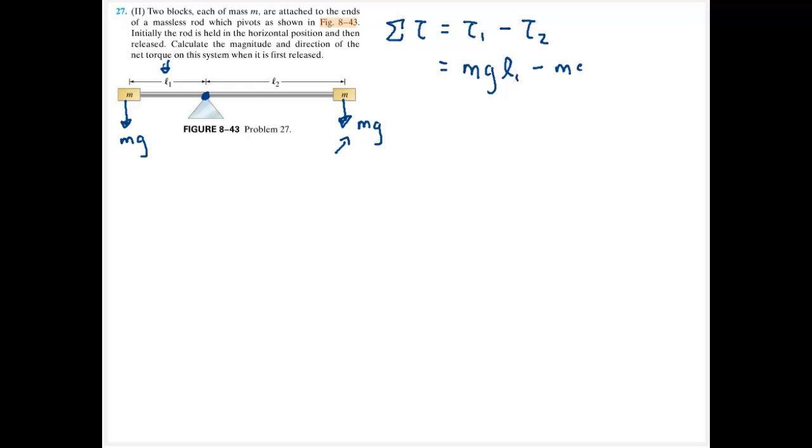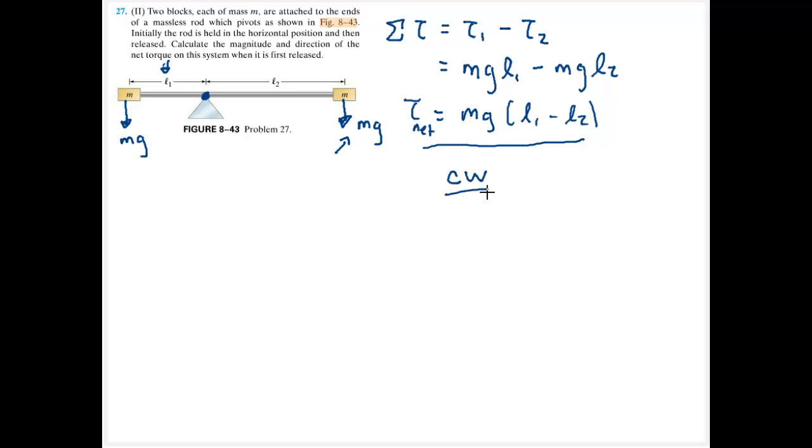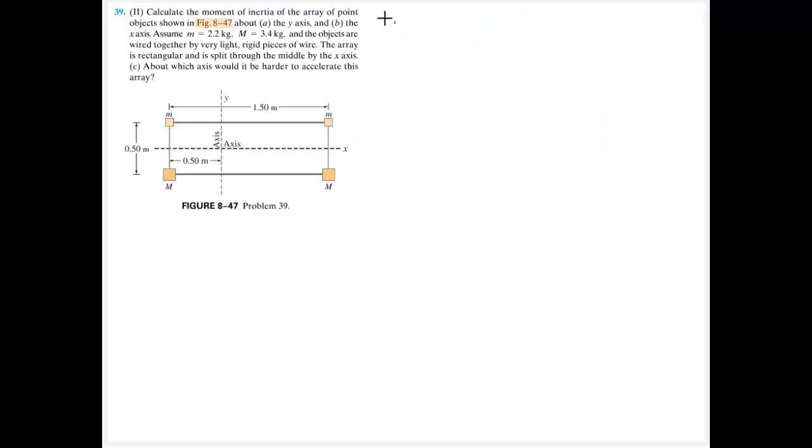And this one is going to be mass times gravity times L2 by similarity. So mass times gravity, L1 minus L2. That's going to be my net torque right there. You can see that L2 is larger than L1. At the end of the day, we end up with a negative net torque, so that tells us that it's going to be a clockwise torque, remembering that negative is clockwise.